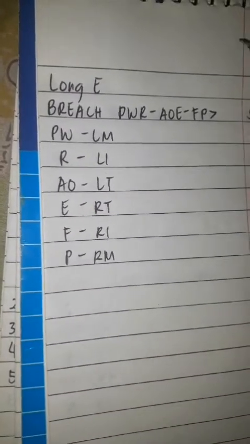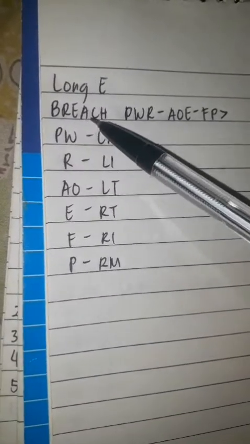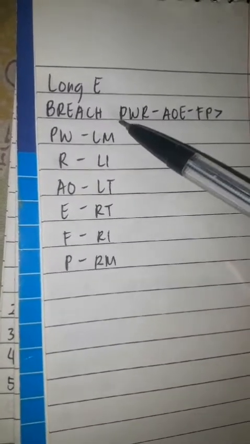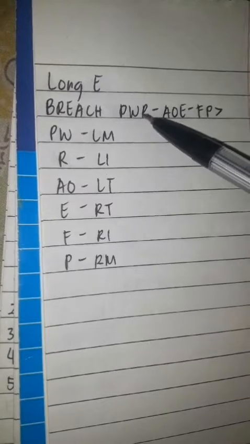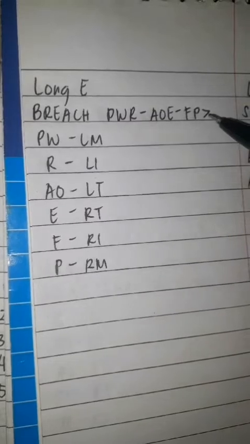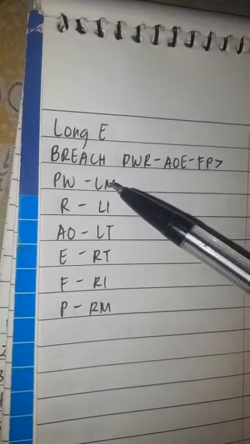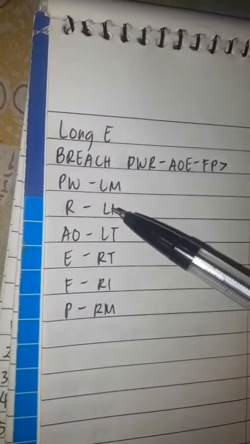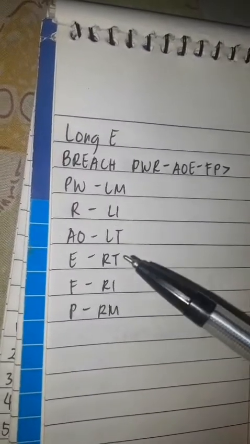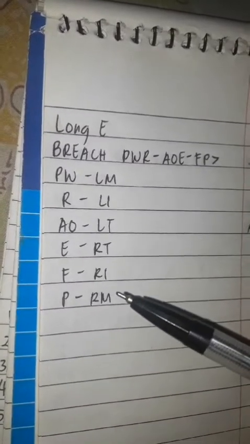Next, we have the long vowel E. So, for example, the word is breach. So, the codes for this, we have initial letters PWR, vowel AOE, ending FP, then release. So, the assigned fingers, for PW, we have left middle. R, we have left index. AO, we have left thumb. E, we have right thumb. F, we have right index. And P, we have right middle.